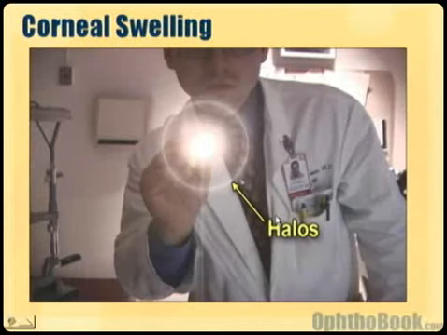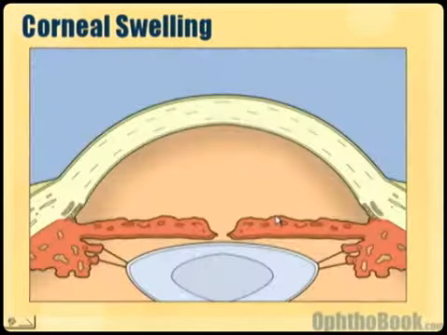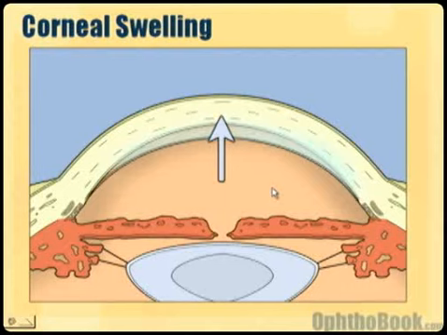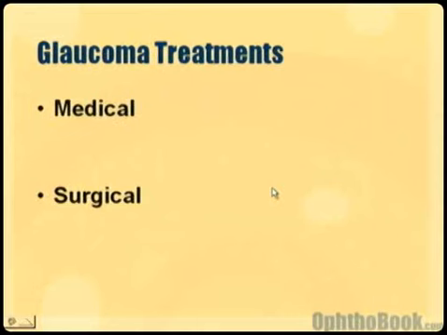And patients will complain of halos, and that's what you get when you have corneal swelling. Now, normally the cornea has an endothelial pump on the inside that continuously pumps water out of the cornea back into the eye, but if the pressure's high enough with these acute attacks, then water gets pushed into the cornea, and that's when you get that corneal edema. Now, treatments for glaucoma are either medical or surgical.